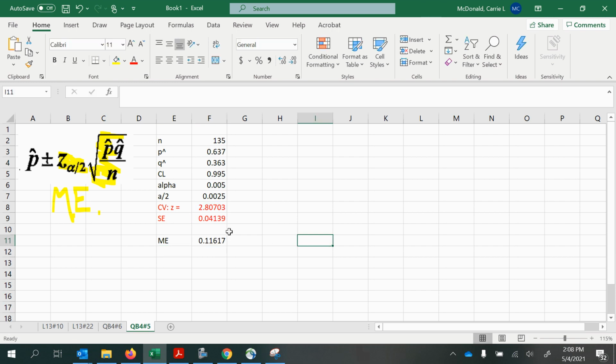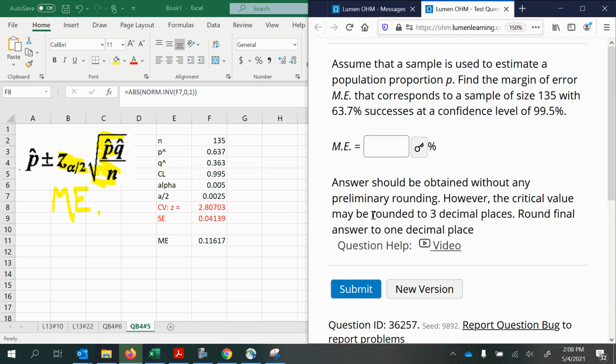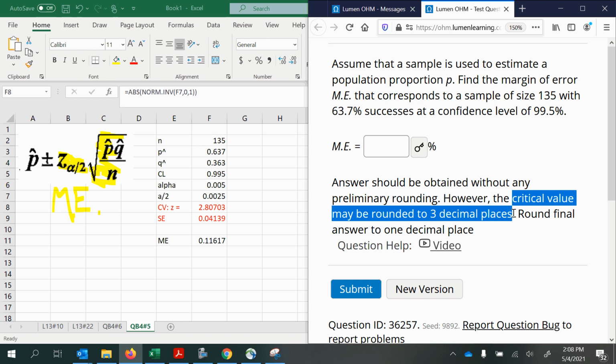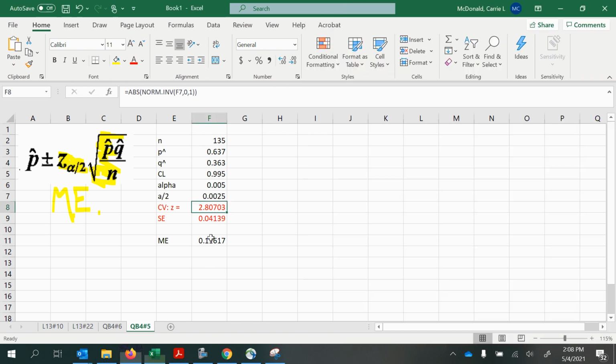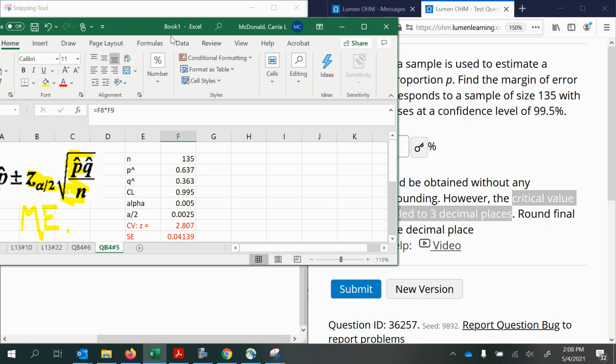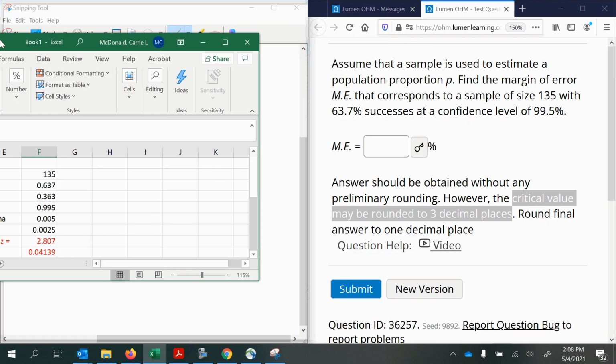Now, the only thing I didn't do here that was recommended was to round our critical value. So I'm going to go ahead and just round this to 3 decimal places as was recommended here, only because the directions tell me to round the critical value to 3 decimal places. So I'm going to go ahead and make this 2.807. And that did change my margin of error a little bit. So that could be why you got it wrong, even though you followed the steps.